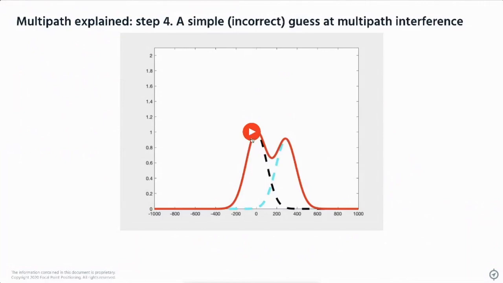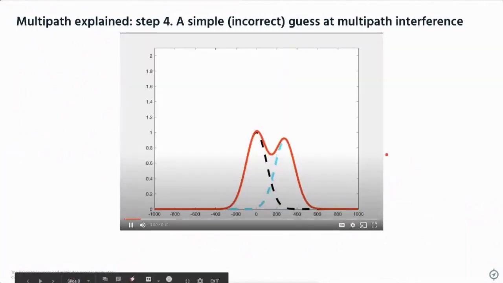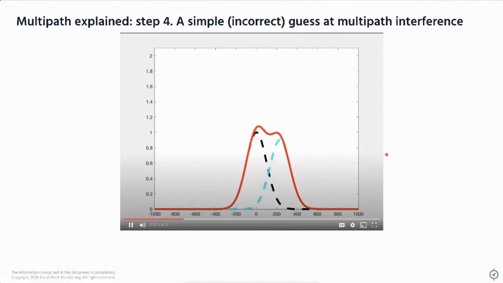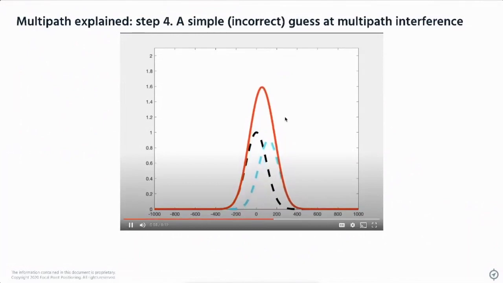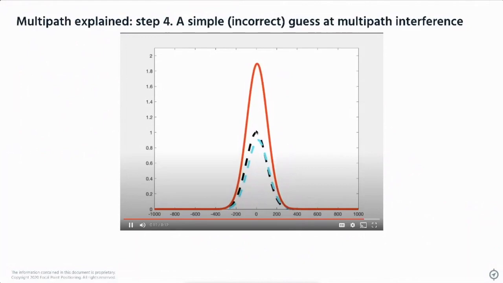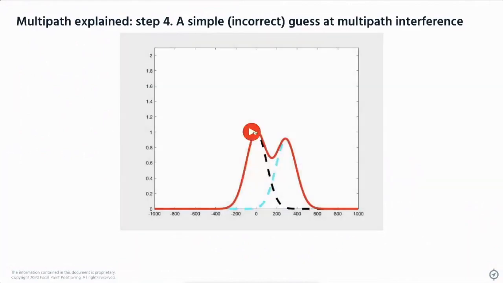So this is a cartoon of a simple and incorrect guess at how the signals from multiple paths interfere with each other. So as that reflection is getting closer and closer to us, you might think that the summation, the total pulse, is just a simple addition of the two, and that the peak of the line of sight and the non-line of sight is simply some average of them.